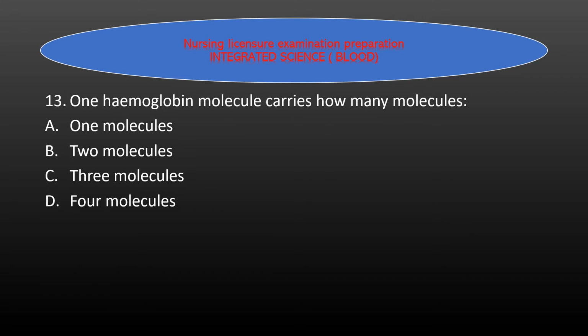Question number 13. One hemoglobin molecule carries how many molecules? Option A 1 molecule, option B 2 molecules, option C 3 molecules, option D 4 molecules. And the correct answer is 4. One hemoglobin molecule carries 4 molecules.